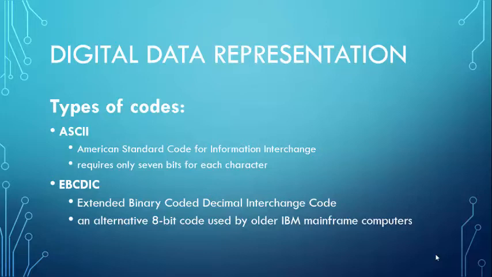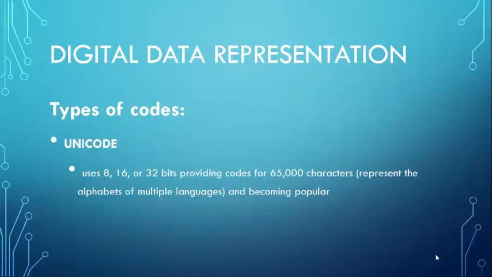First, we have ASCII, or the American Standard Code for Information Interchange. It defines a set of characters that are displayed on screen. Standard ASCII uses only 7 bits for each character, but it has been extended to 8 bits to accommodate more symbols. Next, we have EBCDIC, which stands for Extended Binary Coded Decimal Interchange Code, an alternative 8-bit code used by older IBM mainframe computers.